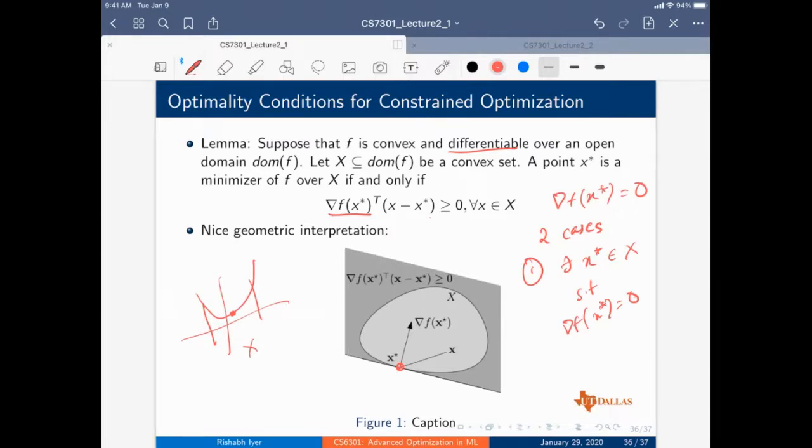But the second case is that there doesn't exist an x star such that the gradient is equal to 0, in which case, as I said, it would belong to one of the boundary points. So in that case, the intuition is that you take any point x within this set, and you take x minus x star, and the gradient should be basically in the same direction. So essentially, the dot product between these should be greater than or equal to 0. So that will be, yes, was there a question?